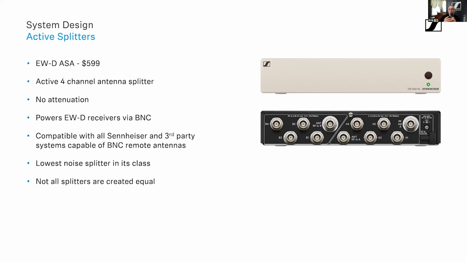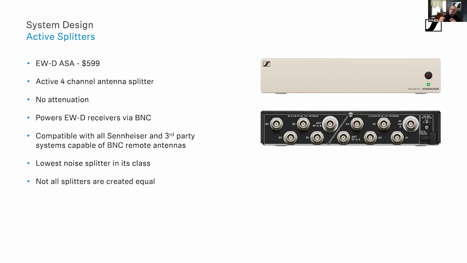So the last couple of things we're going to go through before we take a walk and see how much range we can actually get with this system is the new splitters that we have. So we have the brand new EWD ASA. This comes in at $599, and this is an active 4-channel splitter. Active means that the amount of signal coming in is the same as the amount of signal going out. So there is no signal loss here. And another cool feature about this is it will actually power the EWD receivers via the BNC.